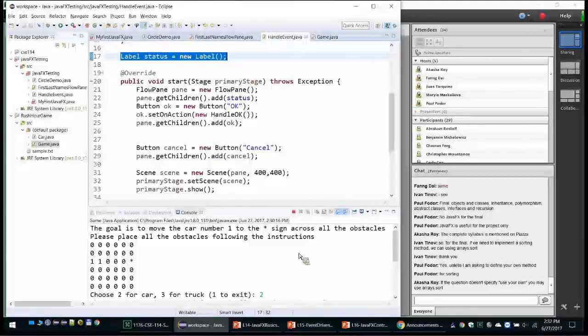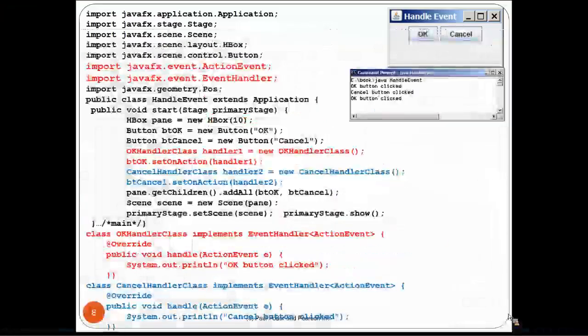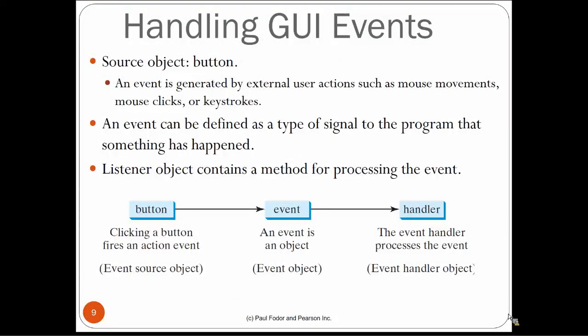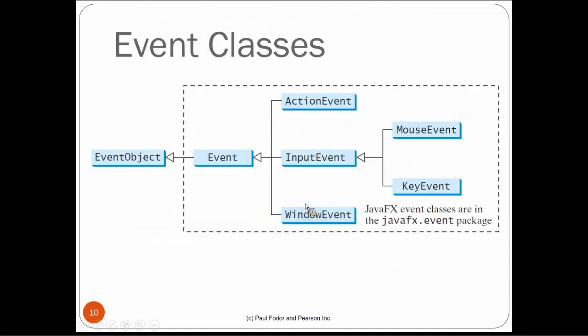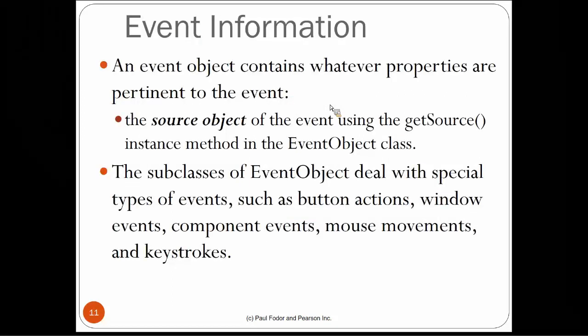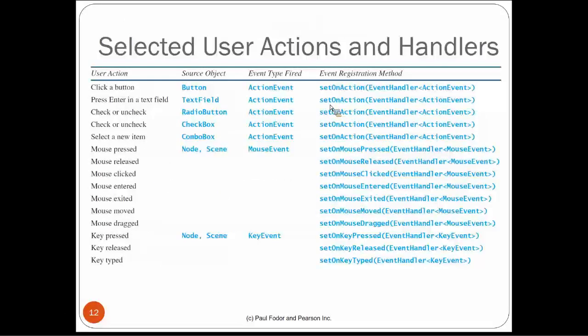Let's return to the lecture notes. So when we handle graphical user interface events, the component has an associated handler, and this handler will be triggered when events happen. There are multiple event classes depending on the type of the event handler and the type of the event source. These event classes are action event, input event, and window event. Mostly we are going to use action events. Action events are when an action is triggered on a button. As I said, the event object contains information about the source, and there are different types of sources, different types of events fired, and different registration methods. SetOnAction is what we are using for setting the action for a button.